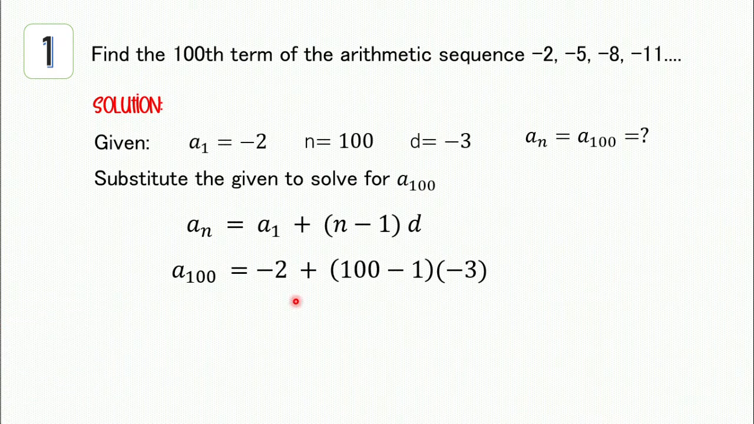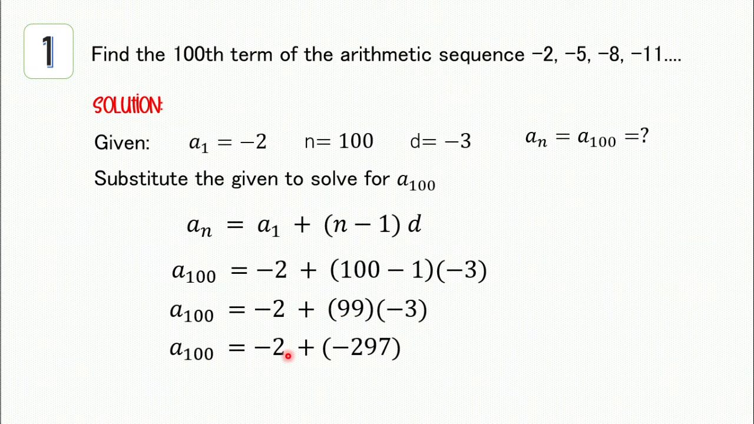yung a sub 1 is negative 2 plus yung n is 100 minus 1 times yung d naman, or common difference, is negative 3. After that, ay gagamit tayo ng PEMDAS. Unahin natin yung nasa parenthesis, meaning to say yung 100 minus 1. Copy lang natin yung a sub 100 equals, copy yung negative 2 plus 100 minus 1 is 99. Tapos, kopya natin yung times negative 3. So, ibig sabihin nito, we're going to multiply 99 times negative 3. So, unahin natin to because we're using the PEMDAS rule.